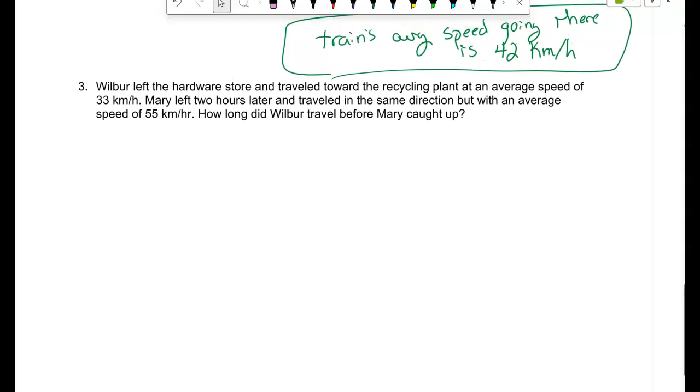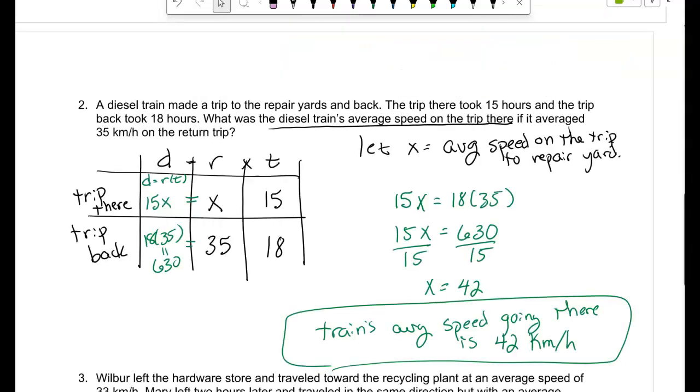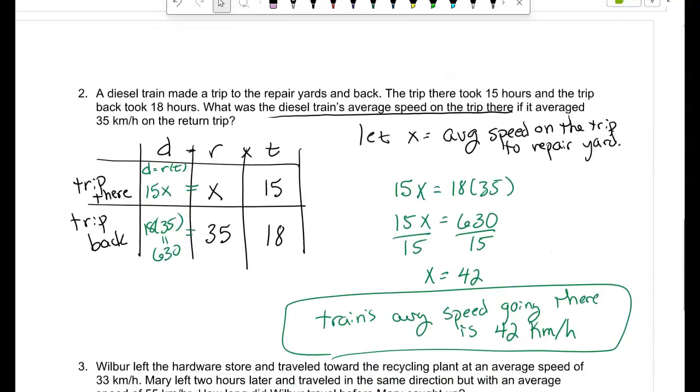All right, so we got Wilbur here. Wilbur left the hardware store and traveled toward the recycling plant at an average speed of 33 kilometers per hour. Mary left 2 hours later and traveled in the same direction, but with an average speed of 55 kilometers per hour. How long did Wilbur travel before Mary caught up? Now, no matter what, should we just set up our chart? All right, so let's set up our chart.